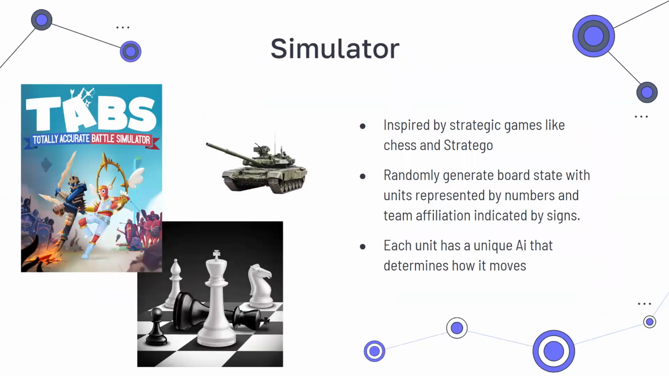Our simulator was kind of inspired by games like chess and Stratego. So we randomly generate the board state using units represented by numbers from 1 to 5, and the team affiliation is represented by signs. Basically, suppose you have a red team and a blue team. Red team will be all positive numbers, and blue team will be all negative numbers. Each unit behaves very differently. For example, there's a tank unit, a sneak unit, and range units, etc.